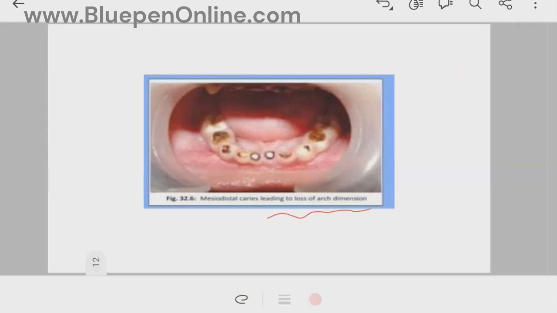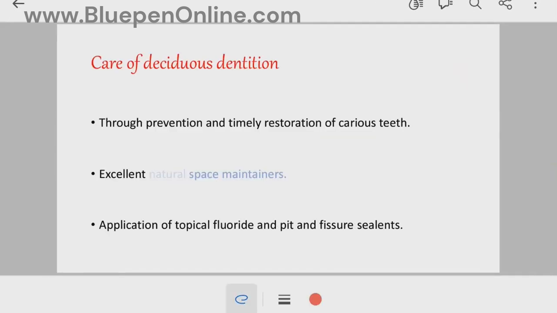Now, care of deciduous dentition. Through prevention and timely restoration of carious teeth, this is something that I have told in the last slide. Caries control. Now the next thing, excellent natural space maintainers. Deciduous teeth are the best space maintainers. Why do you call it a space maintainer? They are maintaining the space until the permanent teeth come, that's why you call it a space maintainer.